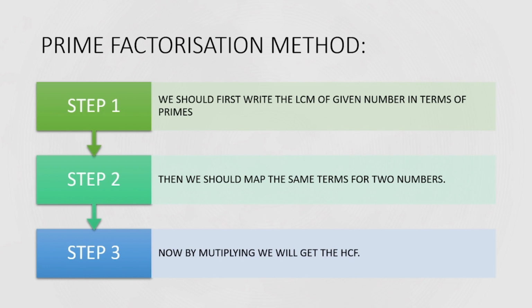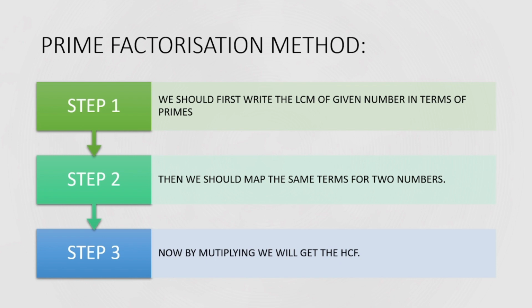In step 1, we write each given number in terms of primes. That's why this method is called the prime factorization method, as we're writing the numbers in terms of primes. In step 2, we mark the common terms between the two numbers. And in step 3, we multiply the common terms, and then we will get the HCF of the numbers.